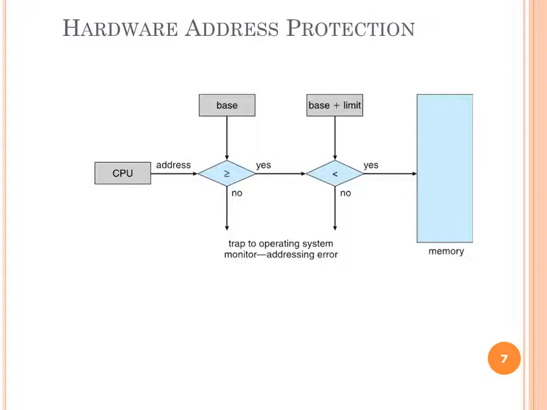The base and limit registers can be loaded only by the operating system, which uses a special privileged instruction. Since these can be executed only in kernel mode, and since only the operating system executes in kernel mode, only the operating system can load the base and limit registers. This scheme allows the operating system to change the value of the registers but prevents user programs from changing the register contents. Thus, hardware protection is provided for the logical addresses of the processes.